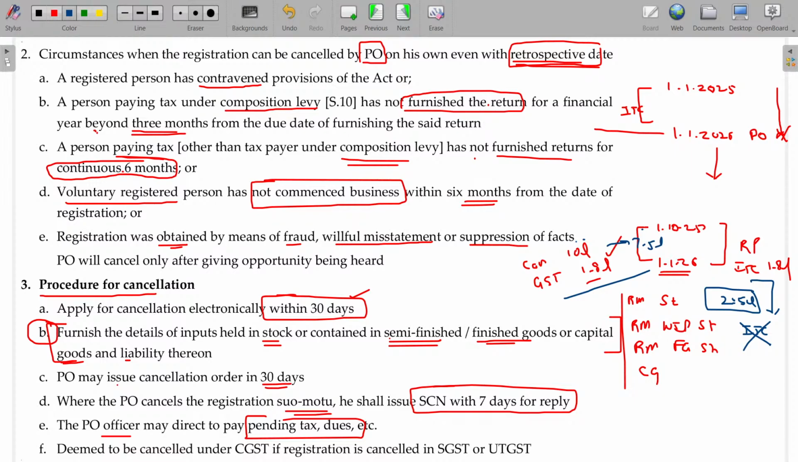So you have to find out what is the raw material stock you have, raw material component in the work in progress stock, raw material component in the finished goods stock.